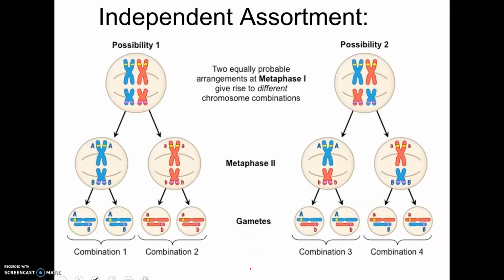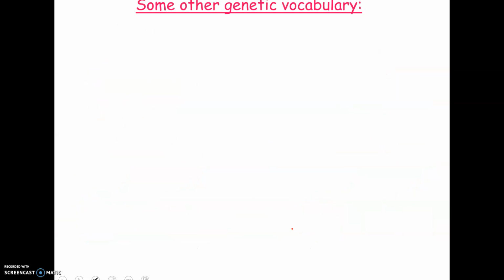We had this picture up last chapter too. So this is what this is showing. This is showing meiosis 1 and meiosis 2. We're not going to talk about the two stages, but if they line up this way, this one's going to give capital A and capital B. Whereas if they line up this way, it can give capital A with little b. So it's metaphase of meiosis 1 where it happens, but that's what he's talking about.